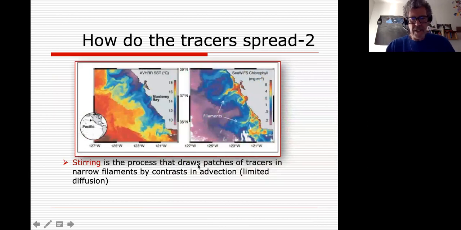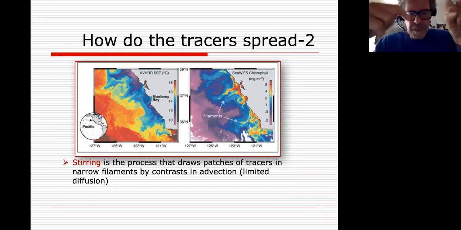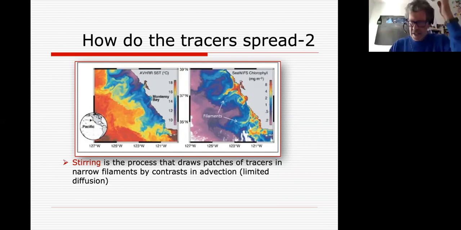And you have another process connected to eddies. When you have the interaction between two water masses, the eddies tend to, because of their rotational motion, draw patches of tracer in narrow filaments inside. You don't have a homogeneous first step of homogenization into the eddies.